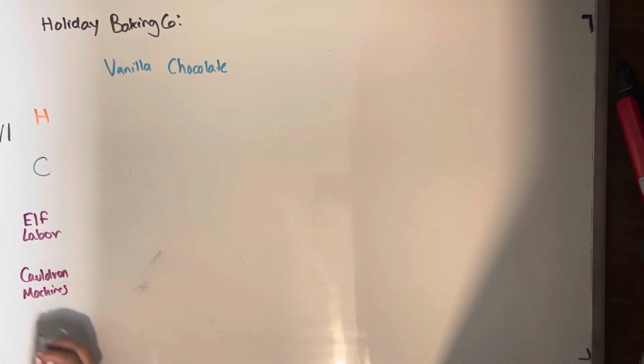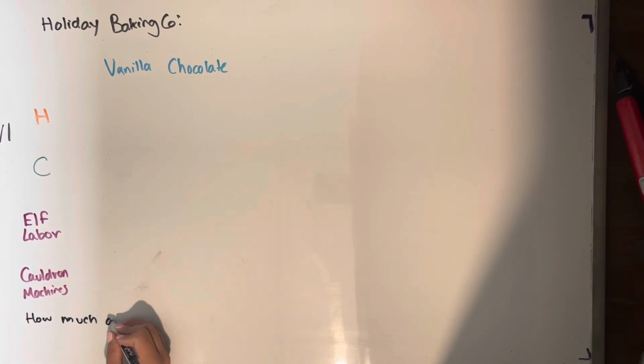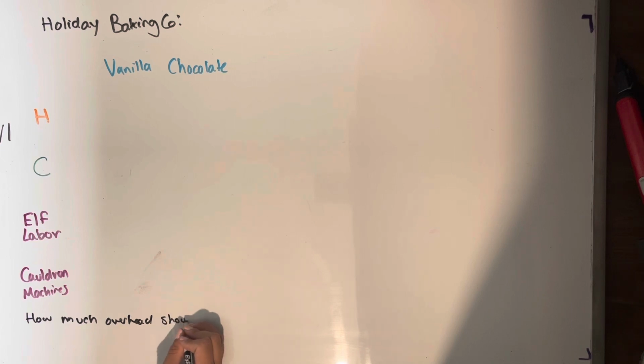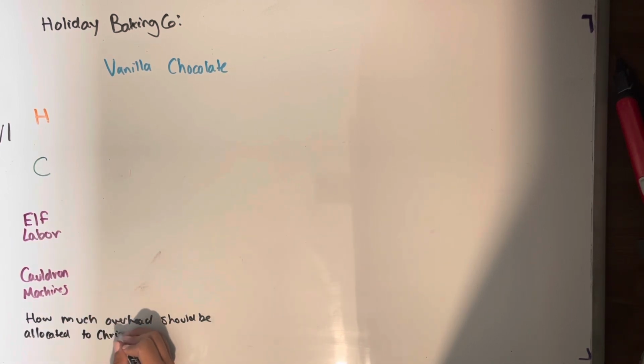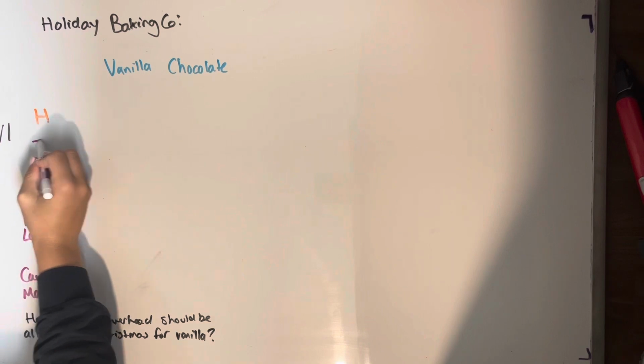So let's say they want to allocate these costs, and specifically they ask us how much overhead should we allocate to the Christmas department for specifically vanilla cupcakes. So how are we going to solve this problem? We're going to need a little bit more information.